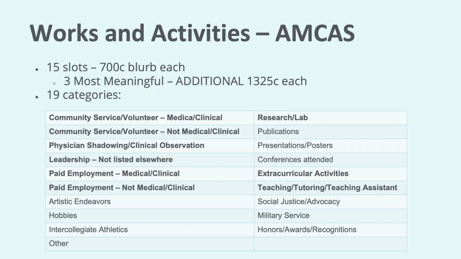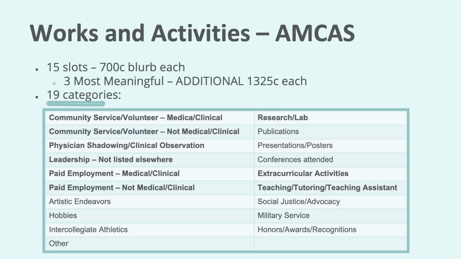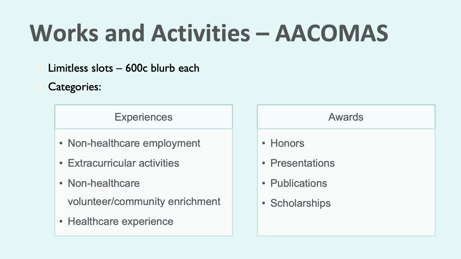So on AMCAS, there are 19 ways in which you can categorize your works and experiences. Since there are more categories than there are slots, you obviously don't need to hit every category, and that's 100% not expected of you to do so. I've bolded a couple of the higher yield categories, but we'll elaborate more in a second on which categories are high yield and why. AACOMAS, on the other hand, has an unlimited number of slots, but you only get 600 characters instead of 700 characters. And the categories of activities fall into 2 major categories of either experiences or achievements.